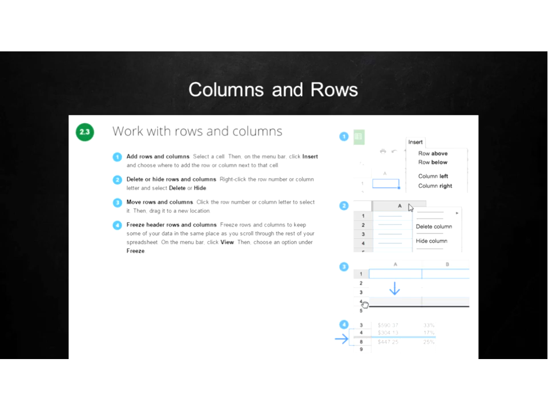So columns and rows, that's basically all spreadsheets are, right? So you can use insert to add rows and columns. You can also, if you're on a computer, use your right click to insert. You can delete and hide rows and columns. You can move them around, and you can freeze your header row.